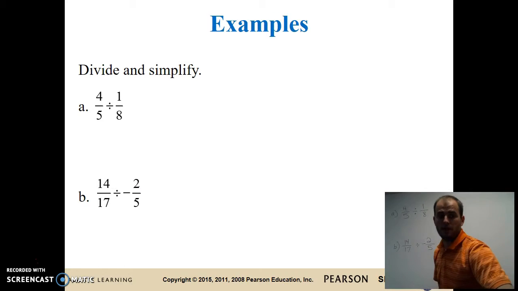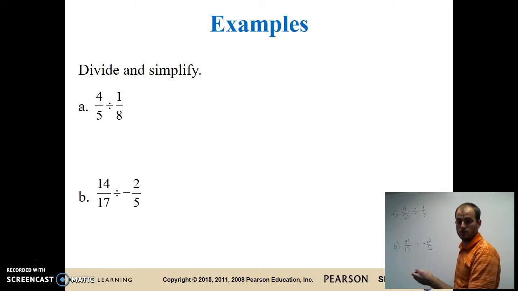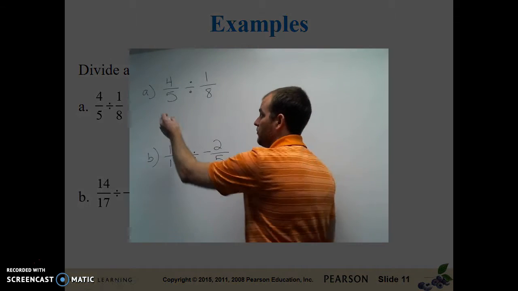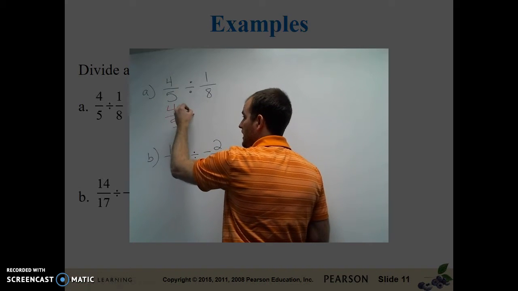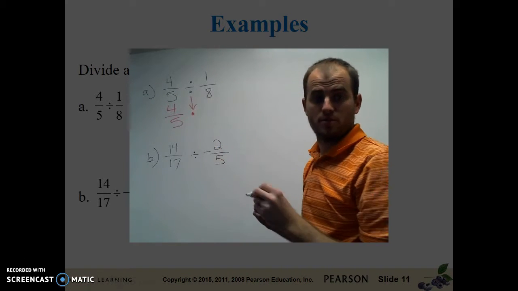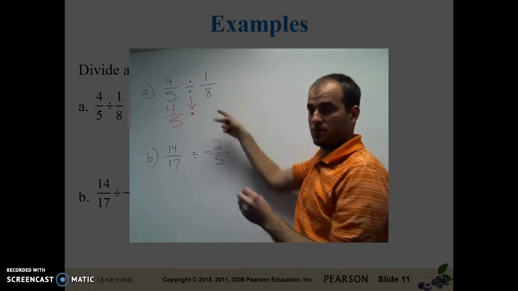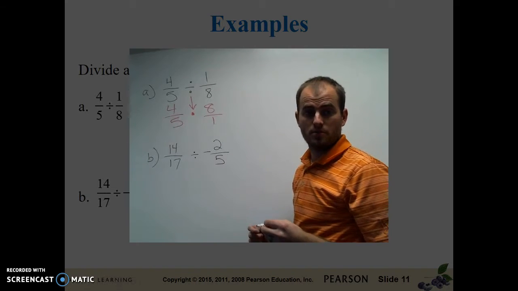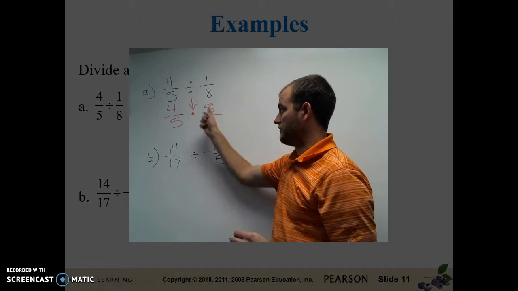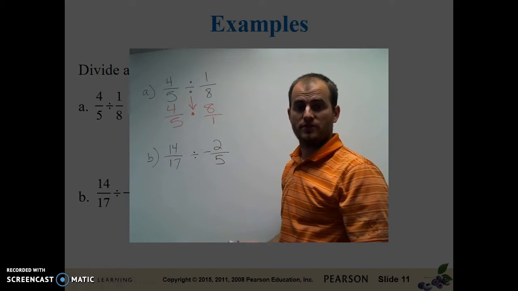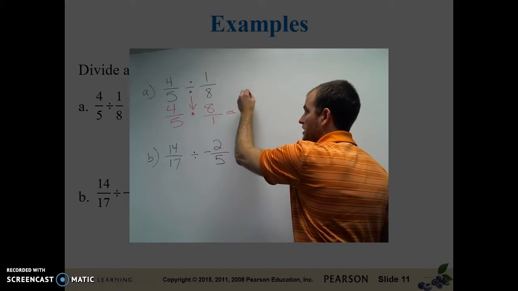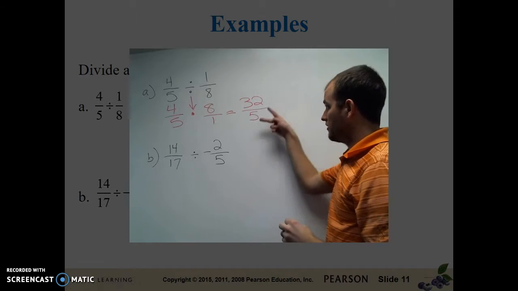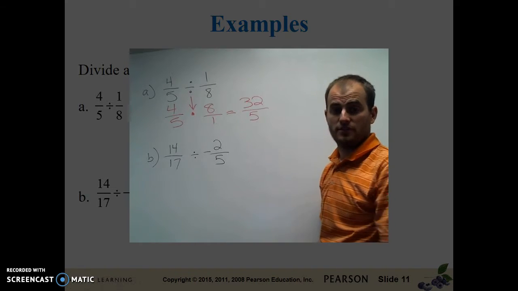4/5 divided by 1/8. Okay, so when you divide fractions, that's the same thing as doing 4/5 times, remember you make division into multiplication, 1/8 reciprocal, which is 8 over 1. Okay, now you can multiply straight across. Remember to see if you can simplify first, that'll save you time. Nothing simplifies in this case. So multiply straight across. 4 times 8 is 32, and 1 times 5 is 5. So 32 over 5, which you could leave like that if you want.